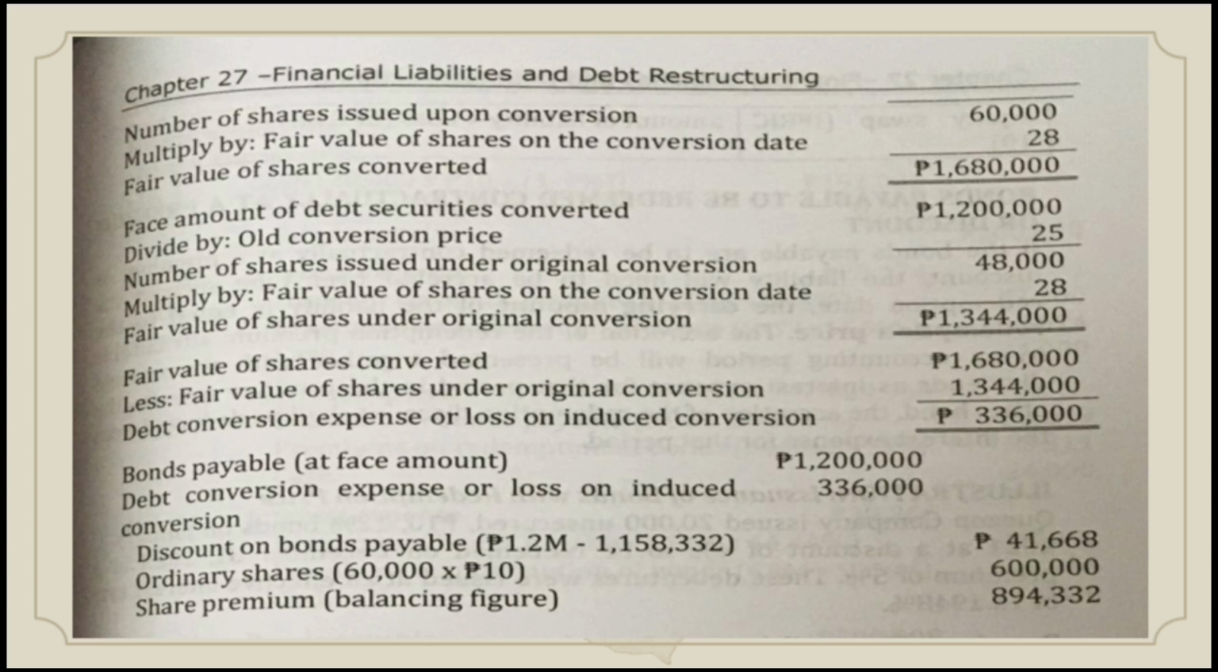Convertible into 10 pesos per ordinary share. So 60,000 times 10 pesos is equal to 600,000. And we also have to credit share premium. We get this as the balancing figure: we add the debit side, subtract the sum of the credit side, and that is your share premium. 1.2 million plus 336,000 minus 41,660 pesos minus 600,000 is equal to 894,332.